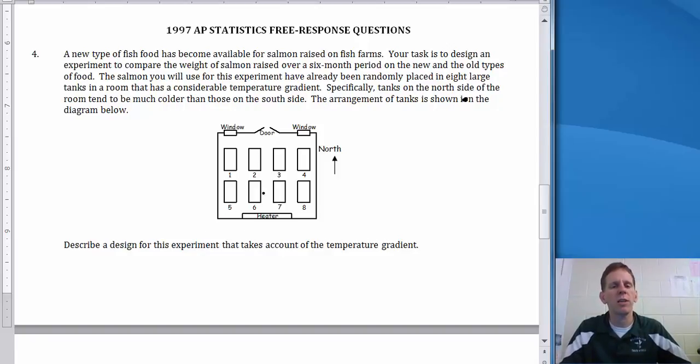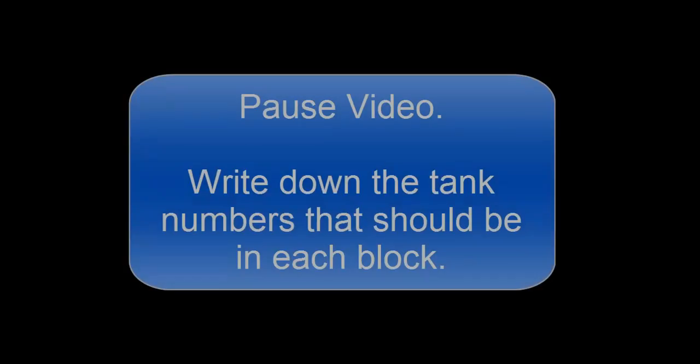What I would like you to do is find a way of blocking the tanks here. How can you come up with a block of tanks that would have similar temperatures? So which tanks should be grouped together to run this experiment? What I'm going to have you do is pause the video, see if you can figure out which pairs or groups of tanks should be grouped together as having the same temperature, and then we'll talk about how you'd run the experiment.